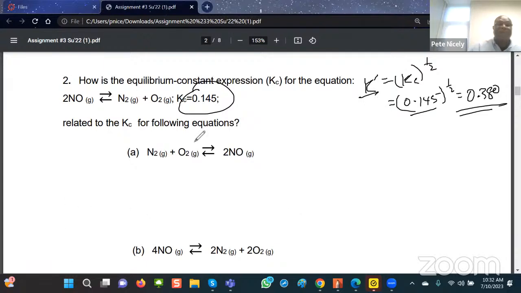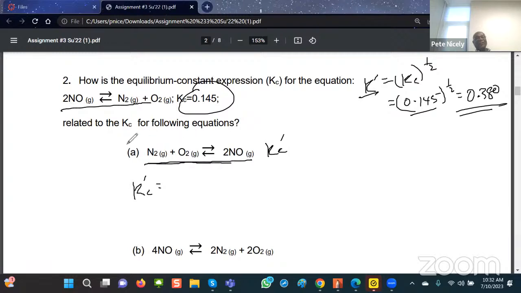So based on what we have covered so far, let's look at A. In the case of A, you're given this equation for which you need to find Kc prime, and you're given the Kc for the original equation. So my question to you is, what would be the relationship between Kc prime and Kc? In other words, what is Kc prime equal to in terms of Kc? Let me help you out by asking another question. Compare this equation to this equation. What are the differences between those two equations? The hint I'm going to give you is that there are two important differences.